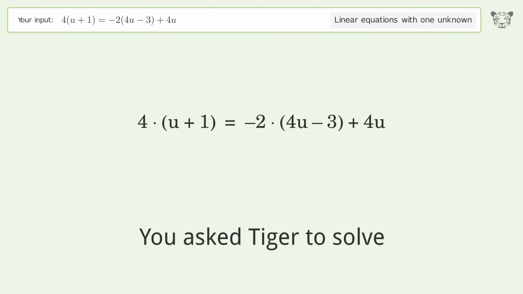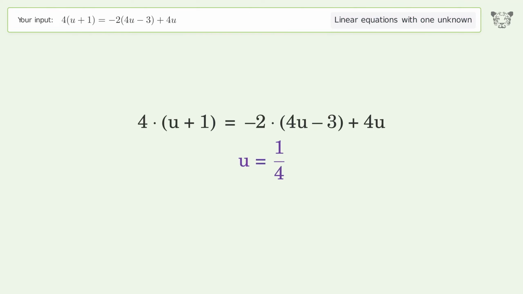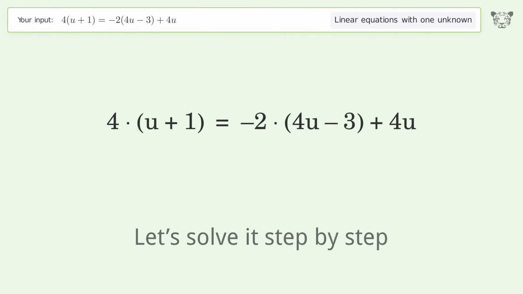You ask Tiger to solve. This deals with linear equations with one unknown. The final result is u=1/4. Let's solve it step by step.